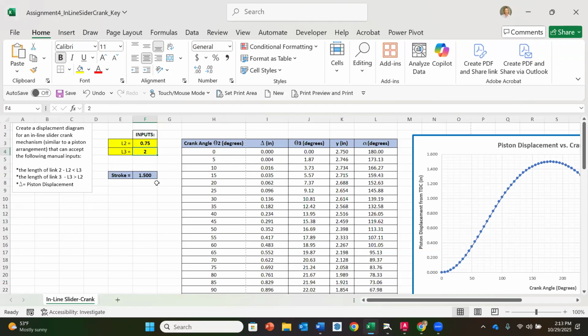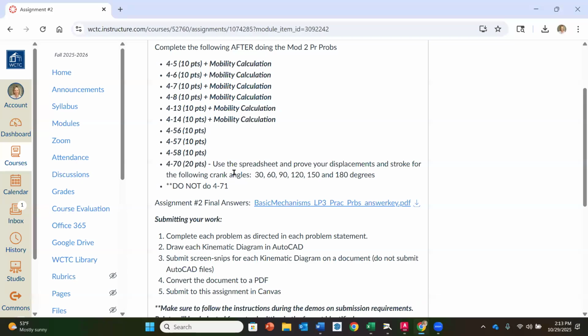But then what you're going to do is what we did in our example 4.11, and you're going to draw the positions. So in this assignment, you'll notice that you're going to use the spreadsheet, but then you're going to do the positions of 30, 60, 90, 120, 150, and 180. So every 30 degrees, if you would, instead of 45. And then you are going to be attaching the Excel spreadsheet with the numbers. Does that make sense?